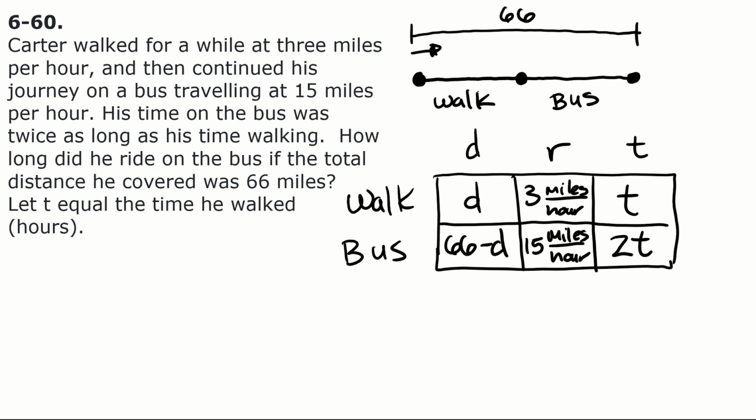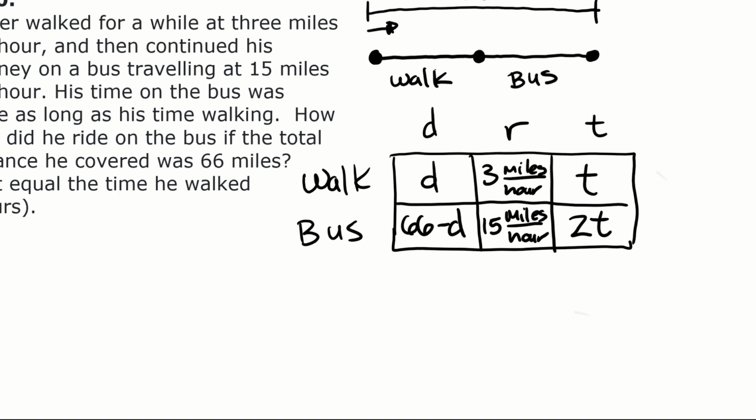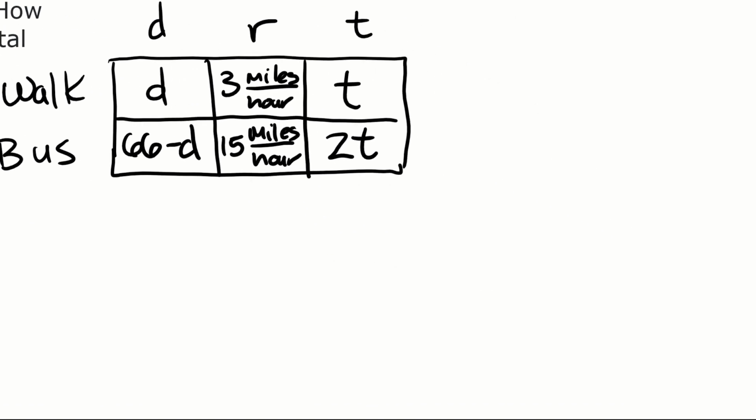So my thinking there is, if he walked for 6 miles, then he was on the bus for 60 miles, right? Because it says, how long did he ride on the bus if the total distance he covered was 66 miles? I think this works, right? If I think this works, let's write the system and see if this makes sense. So again, we're using the fact that when I take a rate of miles per hour and multiply that by hours, I get distance. So that distance is the rate times the time.